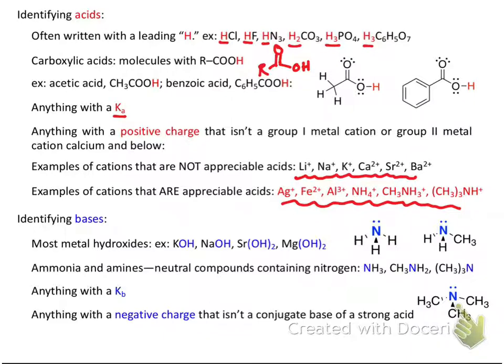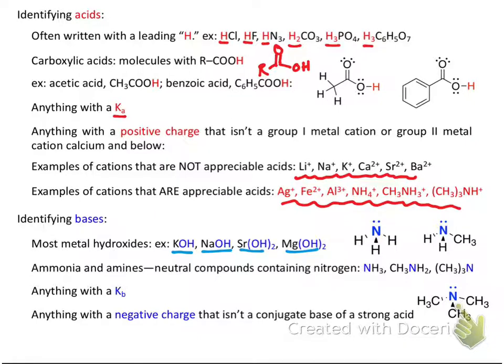With identifying bases, most metal hydroxides are basic. There are a few that are amphoteric, but for the most part, if you have a metal and hydroxide, however many hydroxides you need to counterbalance the charge of the metal cation, you are looking at some sort of base. Like here we have potassium hydroxide, sodium hydroxide, strontium hydroxide, magnesium hydroxide, etc.